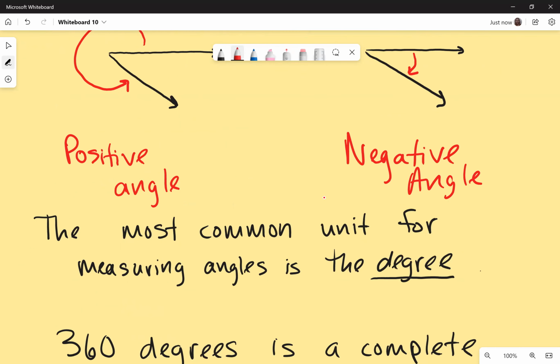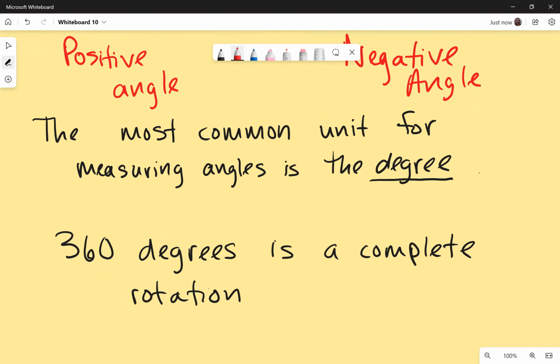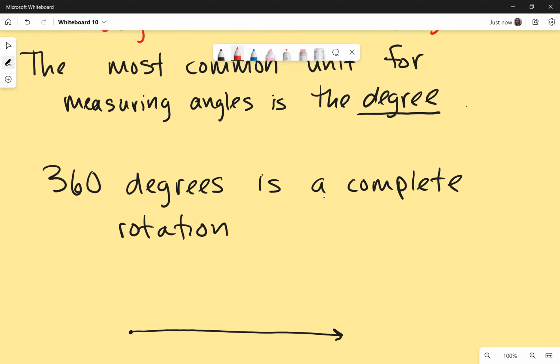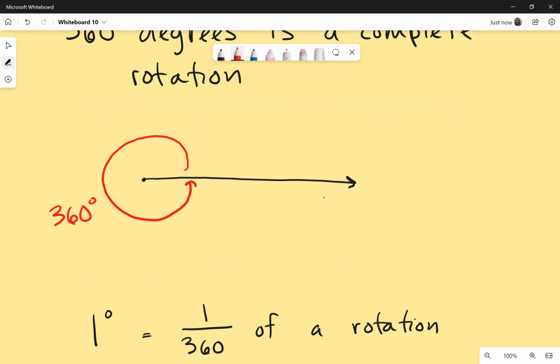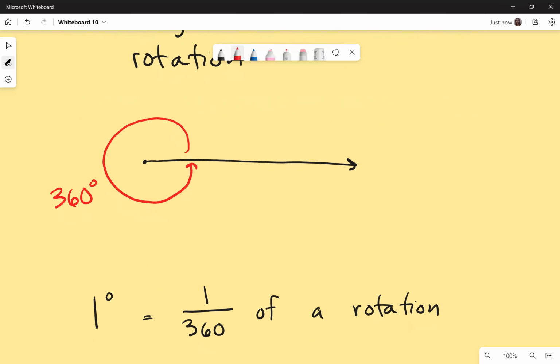The most common unit for measuring angles is the degree. 360 degrees is a complete rotation. So if we start off with our initial side again and go all the way around back to where we started, that's one complete rotation, and we write 360 degrees with our degree symbol. We could break this apart. So if 360 degrees is one full rotation, then 1 degree is going to be 1/360th of that rotation.